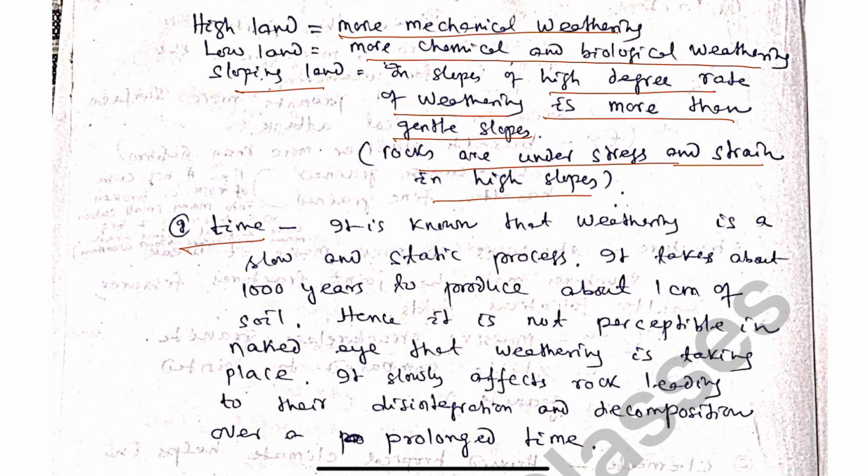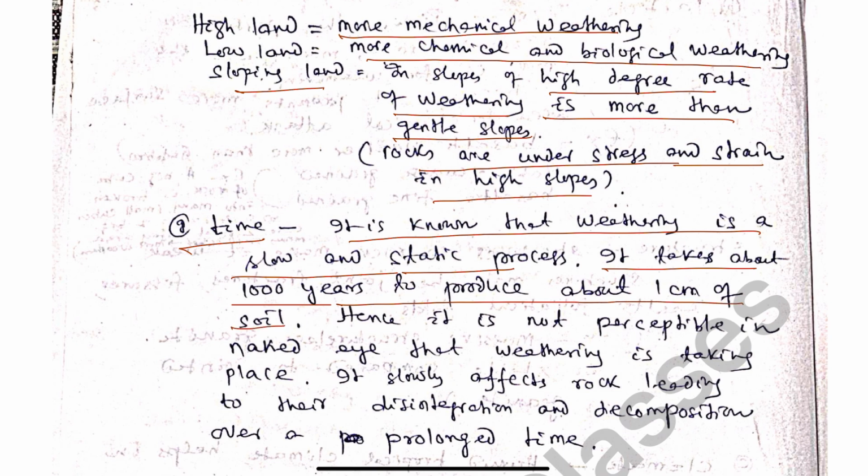And the last factor is time. It is known that weathering is a slow process. It takes about 1000 years to produce about 1 centimeter of soil. So from this we can imagine how slow the weathering process is and how precious the soil is that supports vegetation, that supports life on the face of the earth.